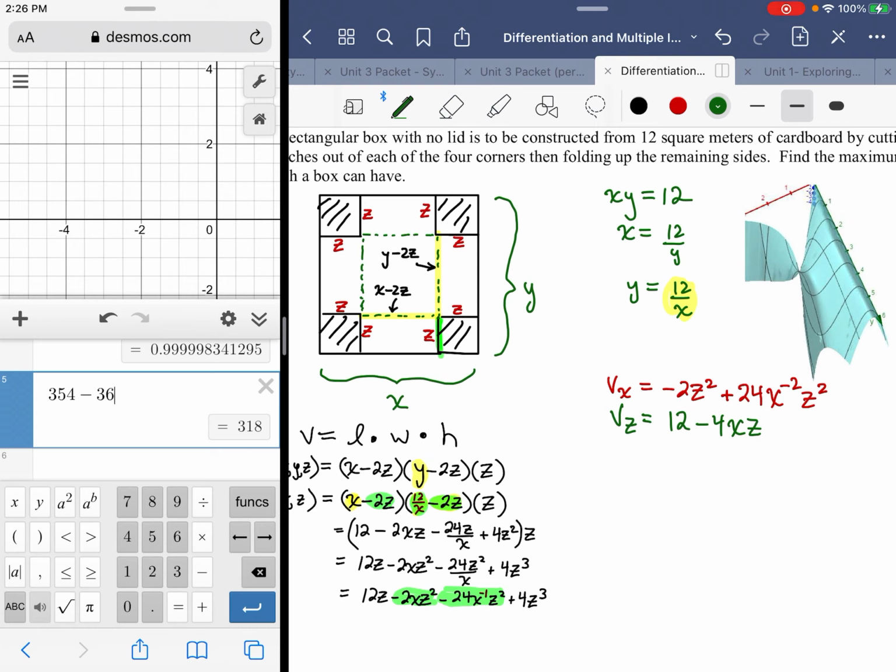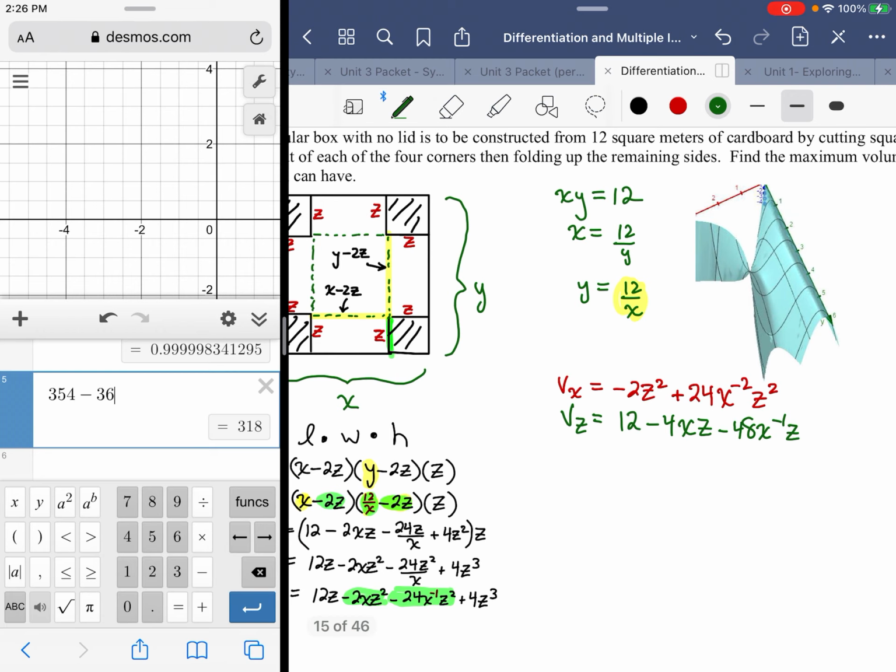Same deal here. If we tried to combine like terms, I'm sure we could in some way, but it'd make things a little messier. So -48x to the -1st z, and then plus 12z squared. All right, so we have our partials.